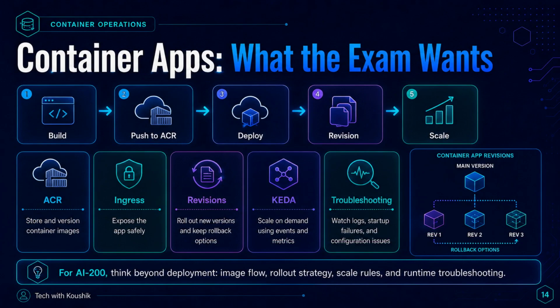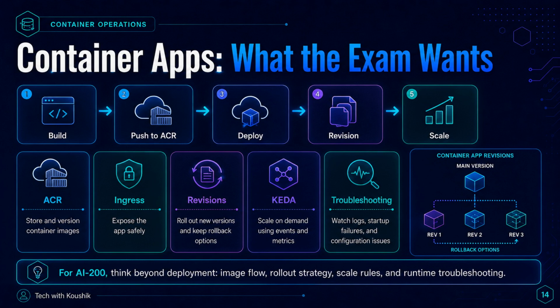When the exam mentions container apps, think beyond basic deployment. First, you build the container image. Then you store and version it in Azure Container Registry, or ACR. Next, you deploy the image to container apps. Ingress controls how the application is exposed. Revisions allow you to deploy a new version safely. They also support traffic splitting and rollback.